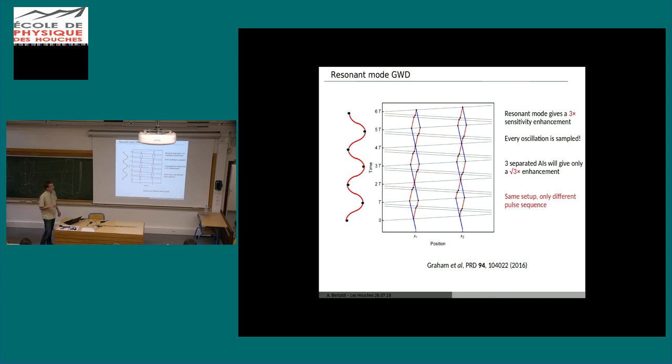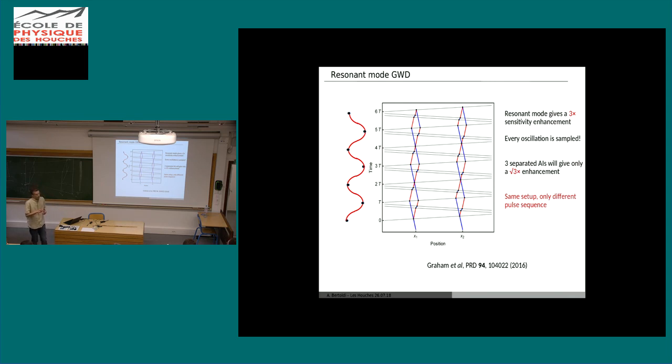sensitivity. This is not exactly the same as making 3 successive, independent interferometers, because in that way you will get a factor square root of 3 enhancement and not a 3. And so you gain this way, taking essentially the same atoms and coherent along all the path.